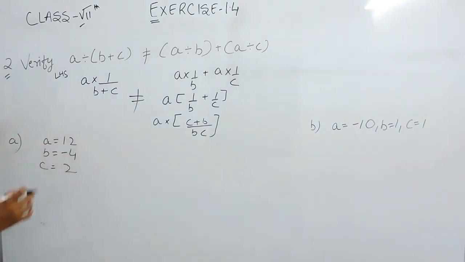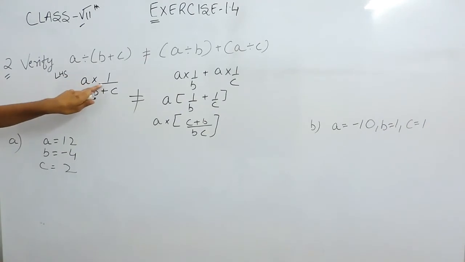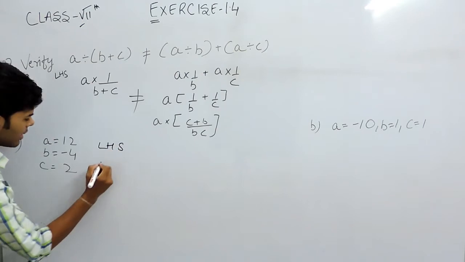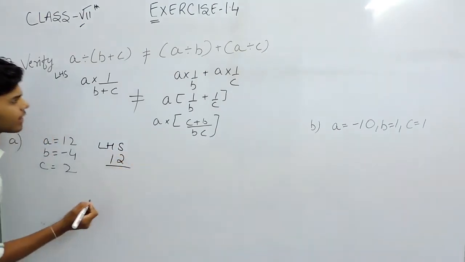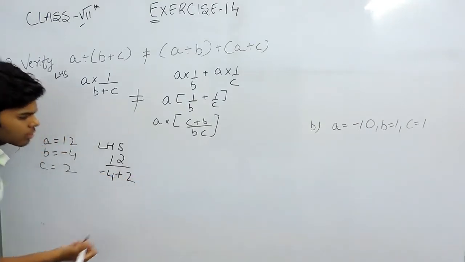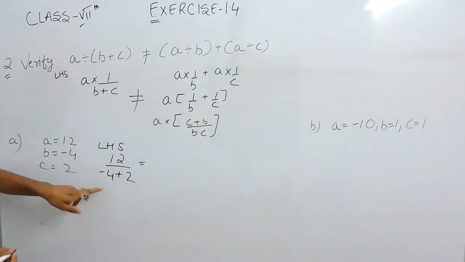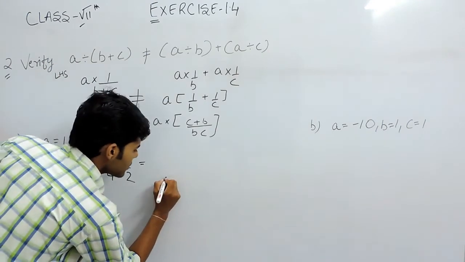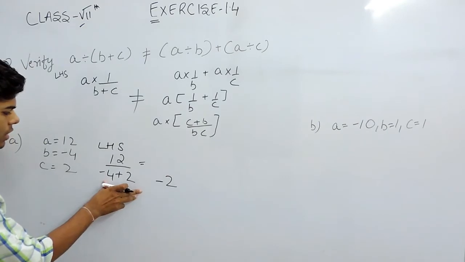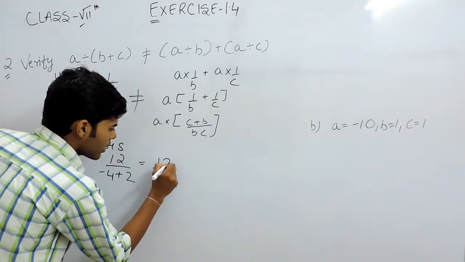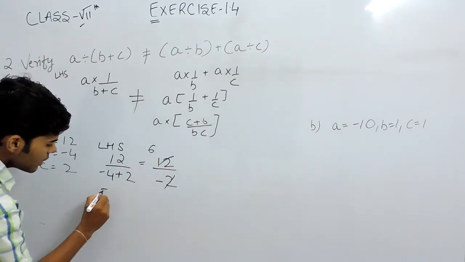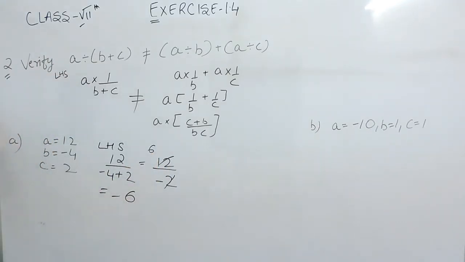Now we'll verify this with numbers. We wrote this a multiplied with 1 upon b plus c. So we'll write this left hand side as a, that is 12, divided by b plus c, that is minus 4 plus 2. So first we'll subtract the terms, 4 minus 2, and then we'll put the sign of the greater number, that is 4, and in the numerator 12 as it is. 2 sixes are 12, and with the minus sign, so minus 6 will be our left hand side.